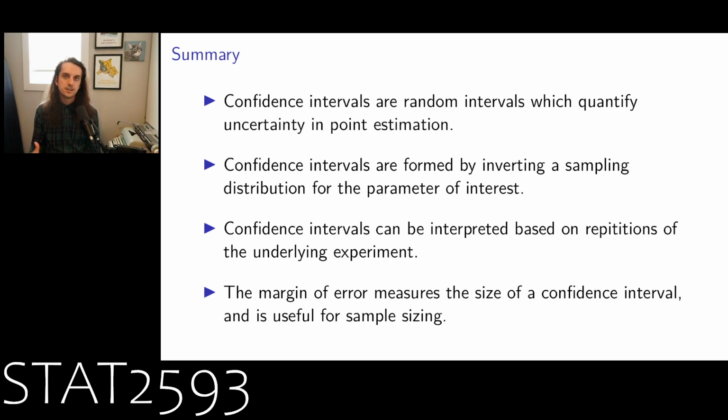Remember that the interpretation of a confidence interval is that if you were to repeat this experiment over and over and over again, then in 95% of cases, the true parameter is contained in the interval. And the margin of error is a measure of the size of our confidence interval, and it's useful to help us in sample sizing, right? So it's that plus or minus value, and we can invert that procedure to calculate a sample size that's necessary.